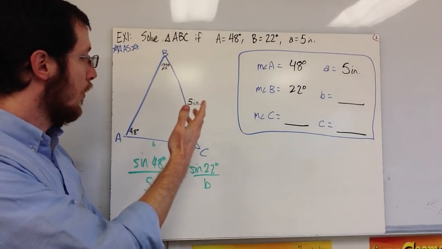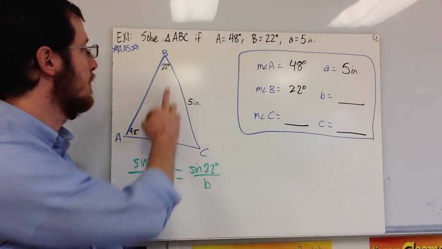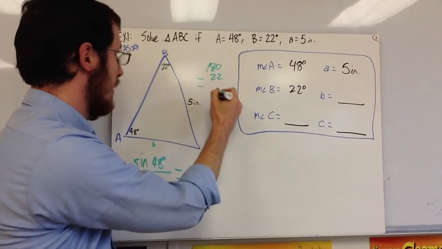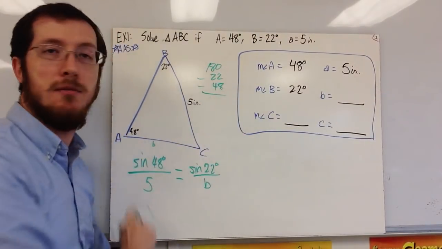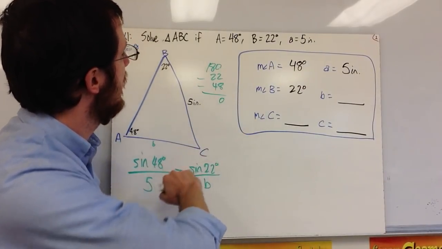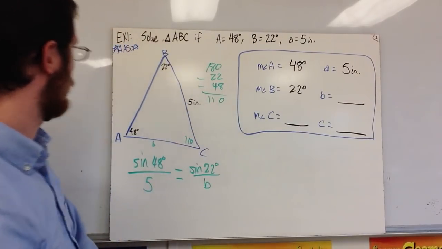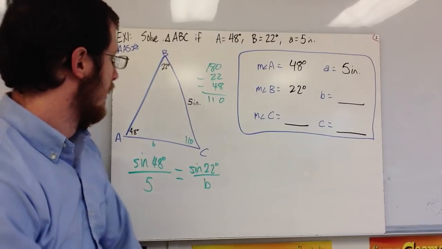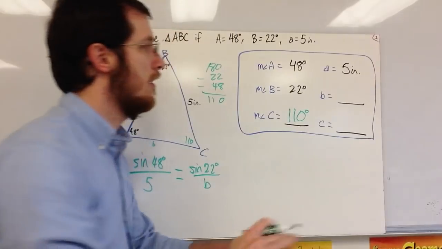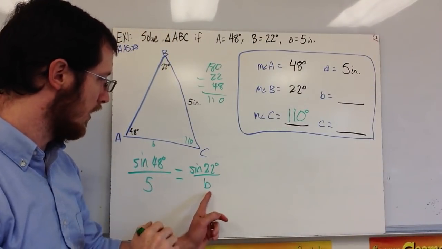Now, we could have gone and found angle C first. That would have been just as easy since we know two angles. We know that 180 take away 22 take away 48 would give us the measure of angle C. We could do that. So we've got, let's see, minus 10, that's going to be 60, 70, should be 110. So the measure of angle C is 110. We could go ahead and fill that in. So we've got all our angles covered. Now let's go back to our law of sines here. We're looking for little b.